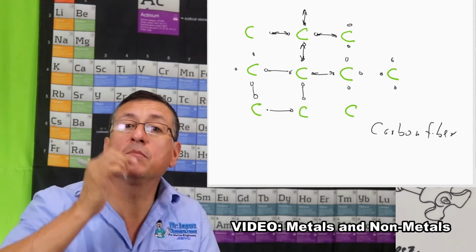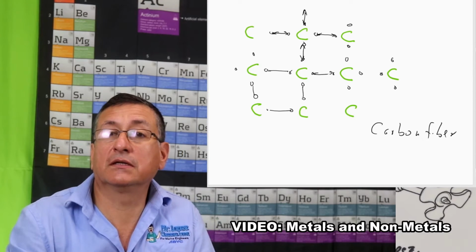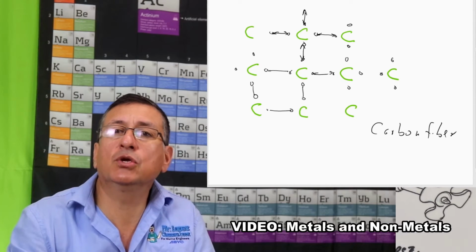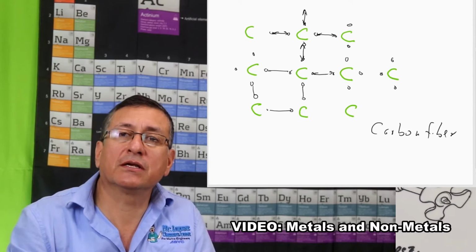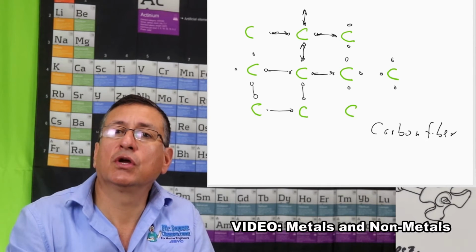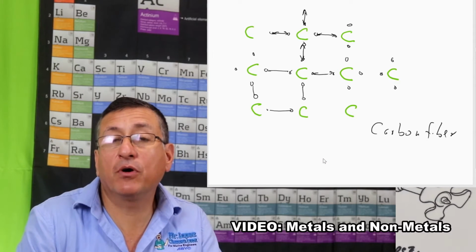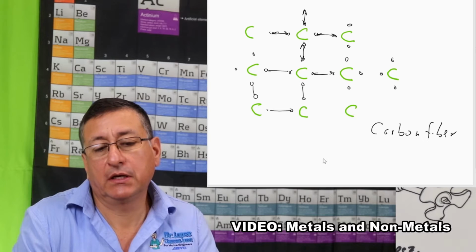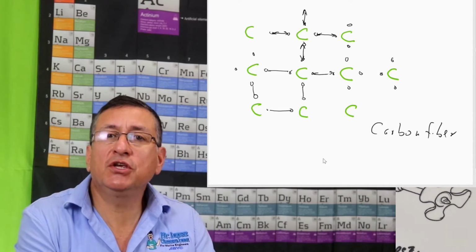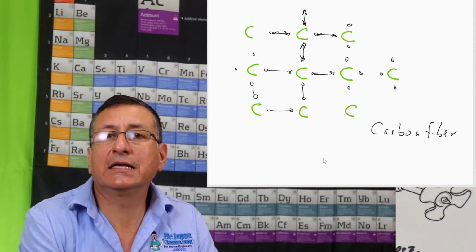The only difference between carbon fiber and fiberglass is the resin. In carbon fiber it is recommended to use epoxy resin, and in fiberglass people normally use polyester resin. That's the difference between both structures. But both of them use elements located in group number 4: carbon, silica, and germanium.